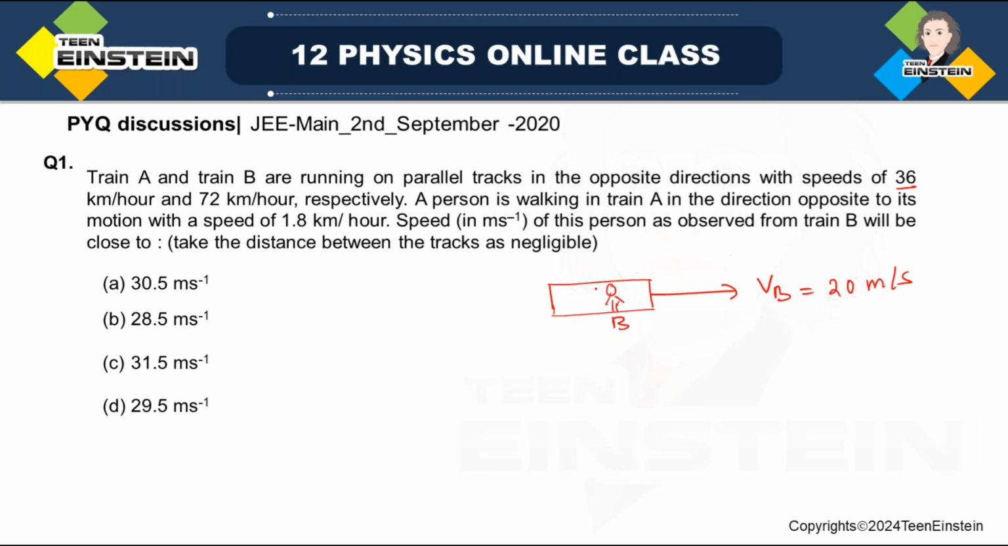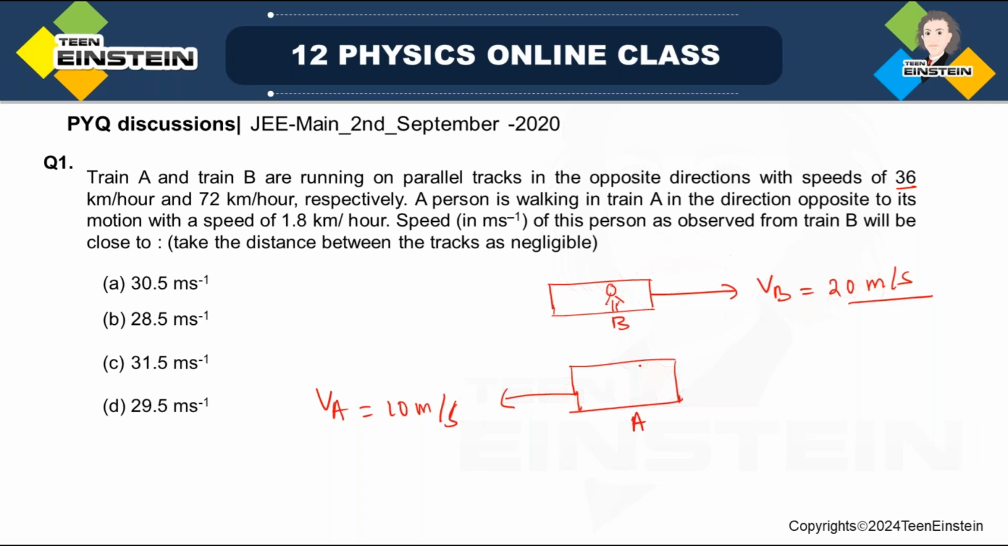So there is a person sitting in the train B which is running with this speed. Another train A, let us say, is moving in the opposite direction, so I am just taking it this way, and VA is how much? 36, so half of this speed, so this will be 10 meter per second. This is the train A.